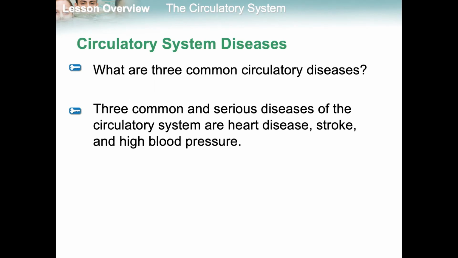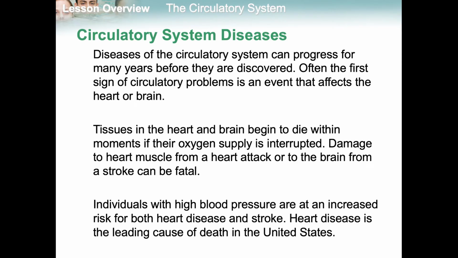There are 3 major types of circulatory diseases. You guys need to know what these diseases are for your EOC. So the 3 common types are heart disease, stroke, and high blood pressure. Diseases of the circulatory system progress many years before they're even discovered. Tissues in the heart and brain begin to die within moments of their oxygen supply being interrupted. So damage to the heart muscle from a heart attack or the brain from a stroke can be fatal. Individuals with high blood pressure are at an increased risk for heart disease and stroke.